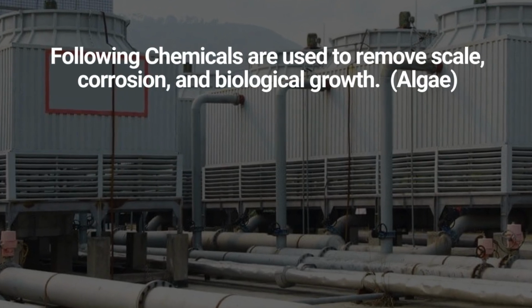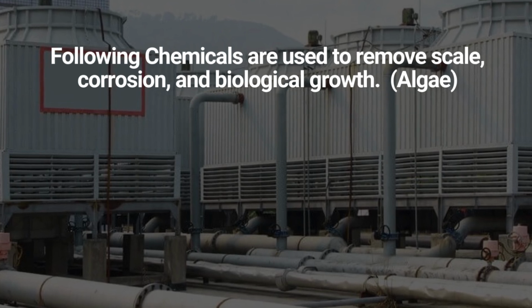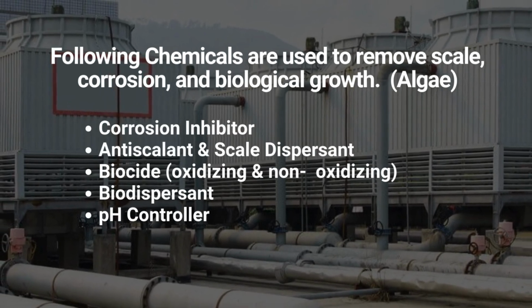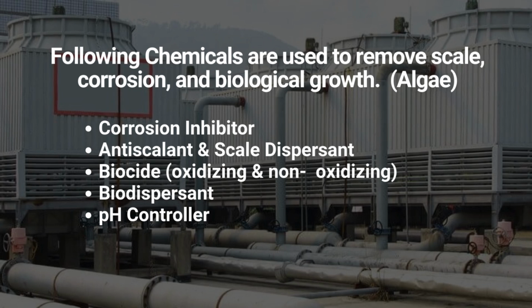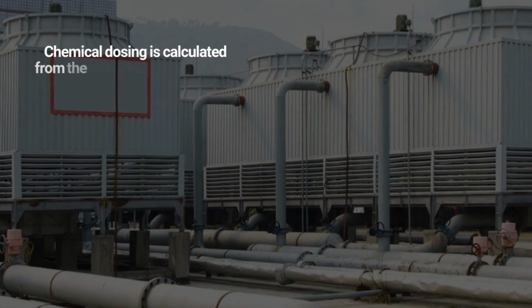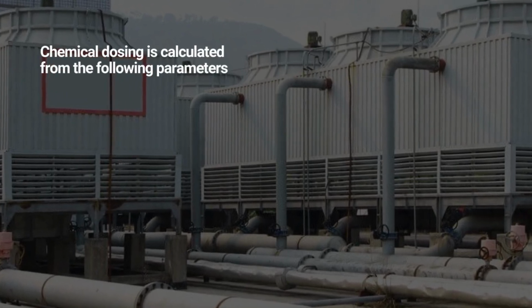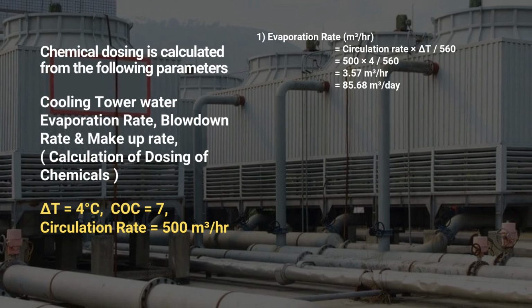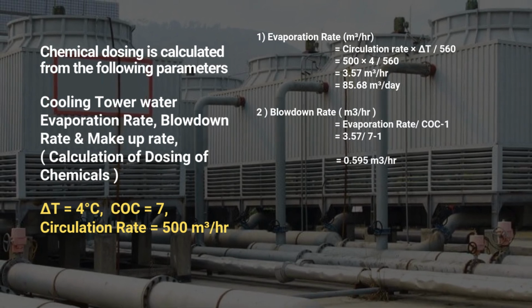The following chemicals are used to remove scale, corrosion, and biological growth. Algae. These chemicals are essential for maintaining cooling tower efficiency. They ensure optimal heat transfer and system longevity. Chemical dosing is calculated from the following parameters. Chemical dosing in cooling towers is calculated using the pump circulation, cycle of concentration, and delta T.